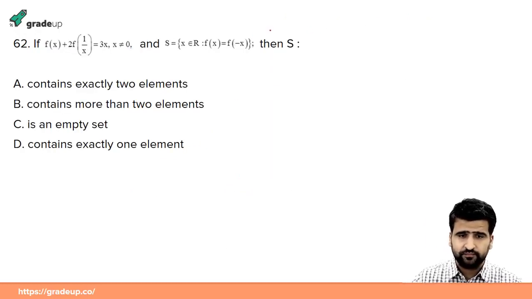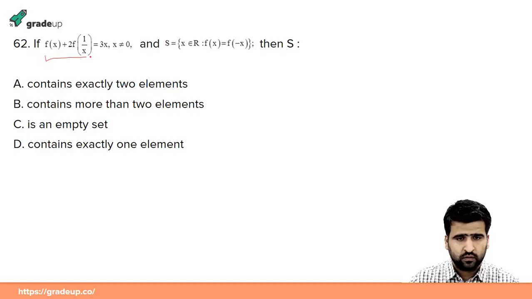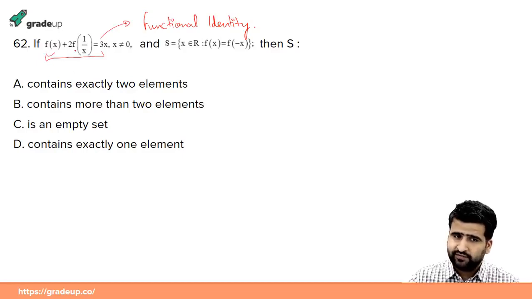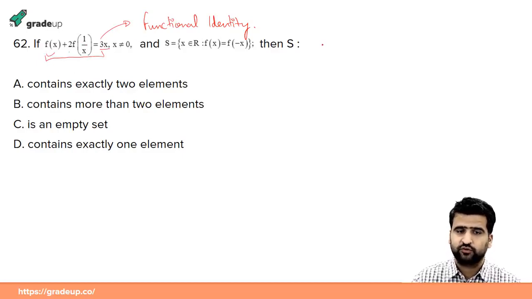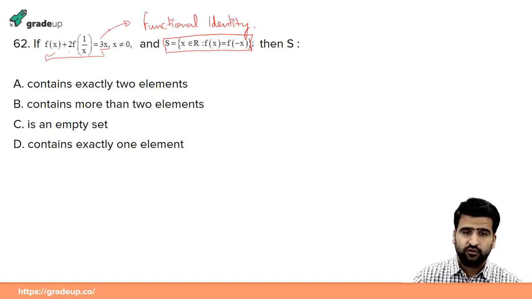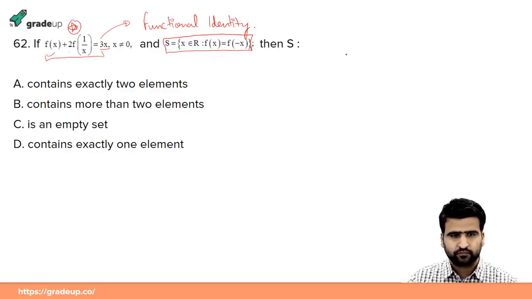So the next question is from the chapter functions, and this thing here is known as a functional identity. So these are functional identities. f(x) plus 2 times f(1/x) is equal to 3x. And we are given a set S where f(x) is equal to f(minus x). So we need to find out how many elements belong to this set S. Alright. So first let's see this functional identity. Let's solve this functional identity first. Okay.